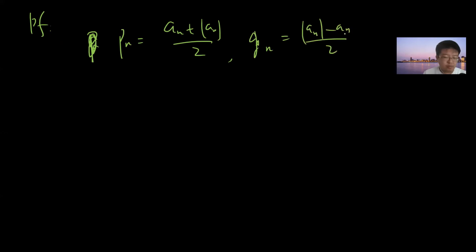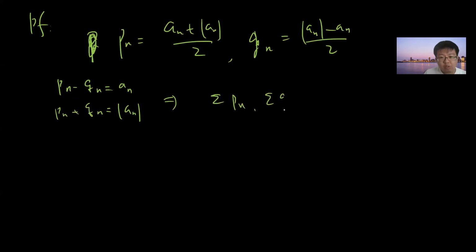Let's define Pn to be (An plus the absolute value of An) divided by 2, and Qn to be (the absolute value of An minus An) divided by 2. Okay. So this just tells you that Pn minus Qn is An, right? And Pn plus Qn is the absolute value of An. Right. So from these two, since the summation of An converges and the summation of the absolute value of An diverges, the summation of Pn and Qn both diverge.